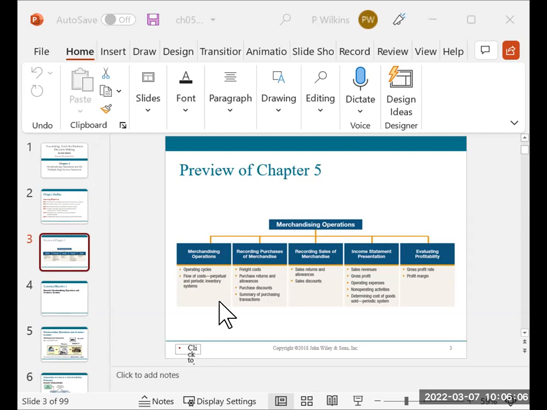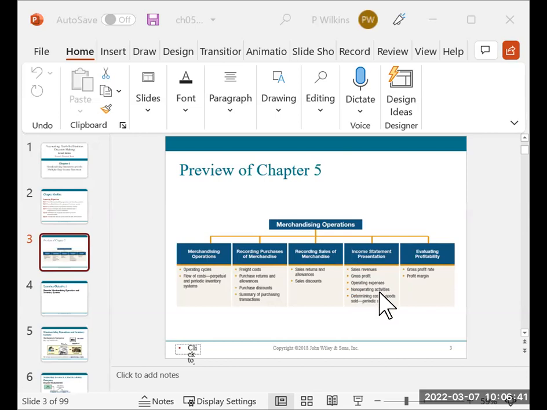We're going to be looking at recording purchases, so what it looks like from the side of the buyer, and how we do freight costs as a buyer, purchase returns and allowances as a buyer, and purchase discounts. We're going to be looking at everything from the buyer's perspective. The way you do things as a buyer in accounting and the way you do things as a seller in accounting is different. So the second part of the chapter is all about the seller, how we go about sales returns and allowances and sales discounts.